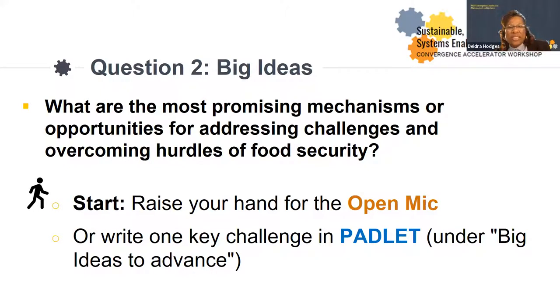Good. So everyone, we went to question two, big ideas. We're trying to do maybe 15 minutes a topic or a question. And if there's a burning topic that we haven't put down here and you want to cover that, let us know. So question number two, what are the most promising mechanisms or opportunities for addressing these challenges and overcoming hurdles of food security? What are some of the solutions?